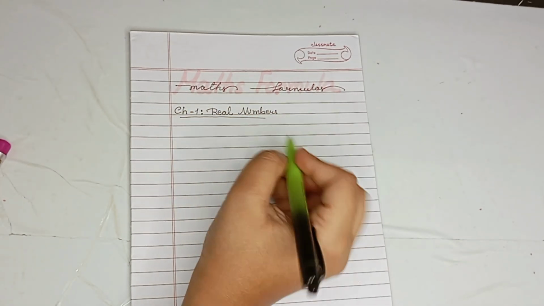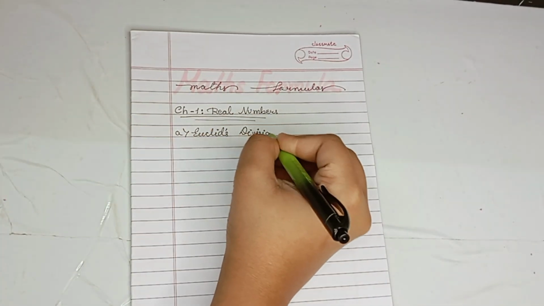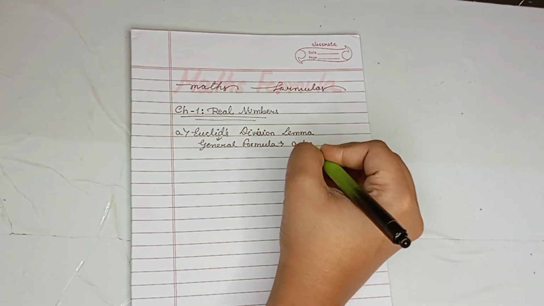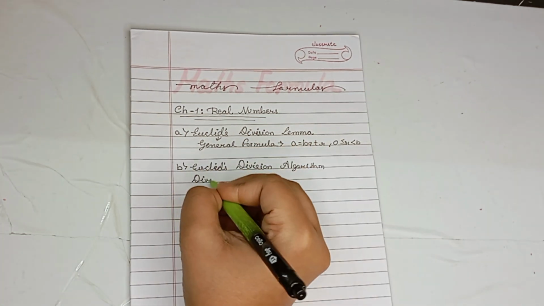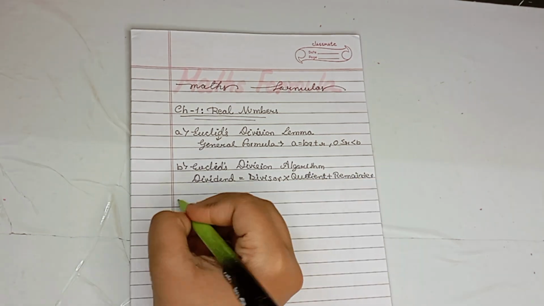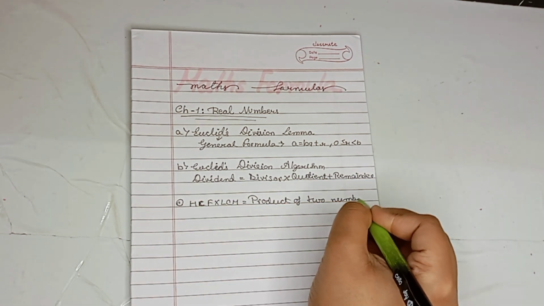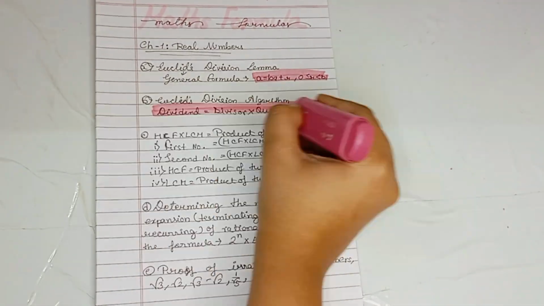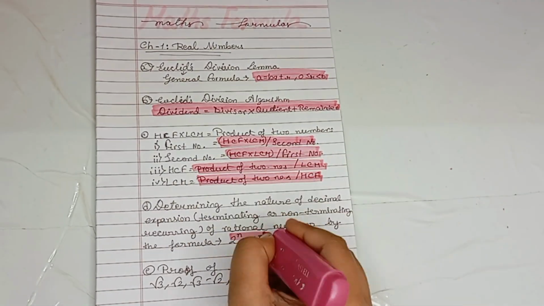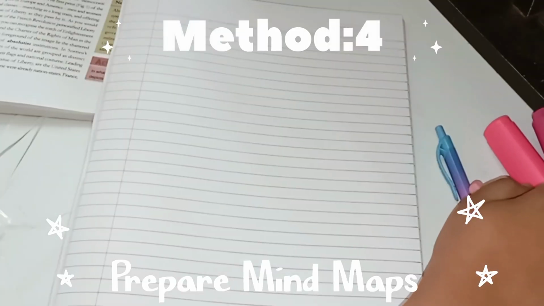Now we move to method number 3, which is making a maths formula sheet. If you are struggling with remembering the formulas, then this technique is definitely going to help you. Just go and make a formula sheet of physics or maths. You can also add in the derivations that will help you to understand the concepts better and clearer. And don't forget to highlight the important portions or important formulas on that sheet.